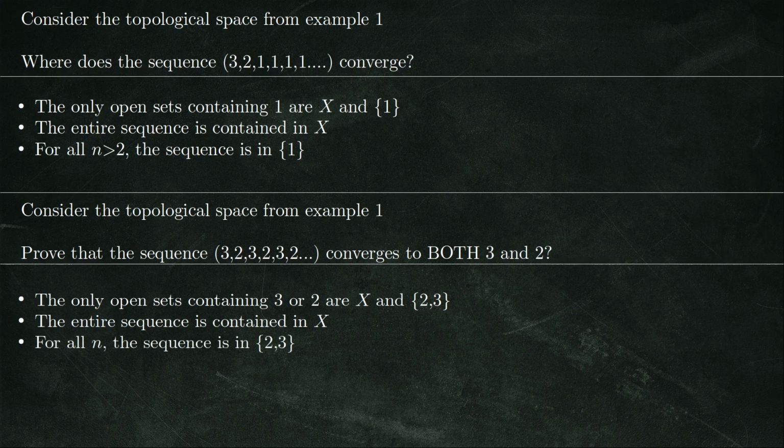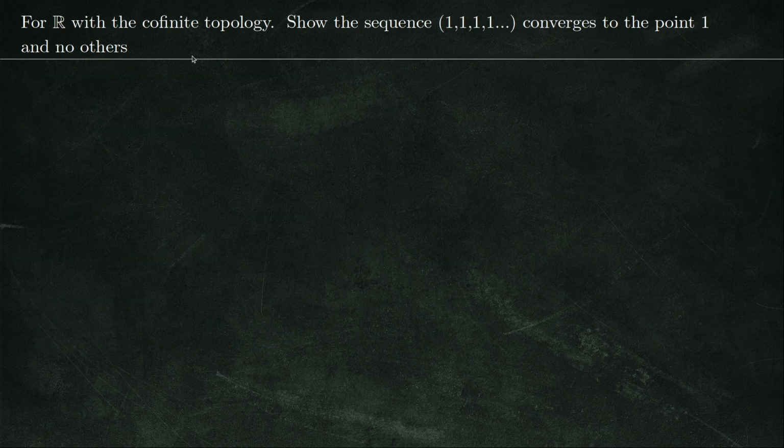Similarly, for all n, the sequence is contained within {2, 3}. So for both of these open sets, the sequence stays within the open set. And since this is every open set containing 2, the sequence converges to 2. Similarly, this is every open set containing 3, and so therefore it also converges to 3.